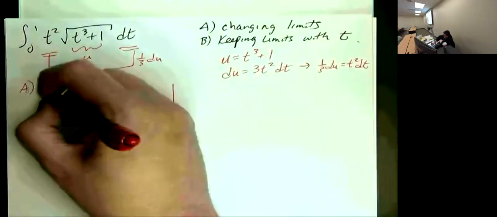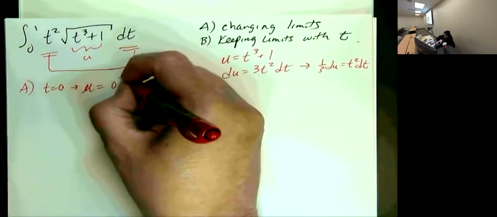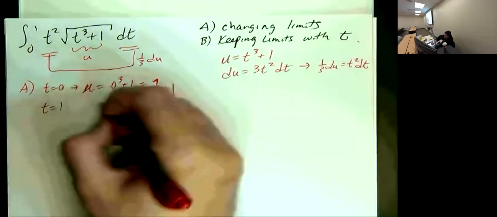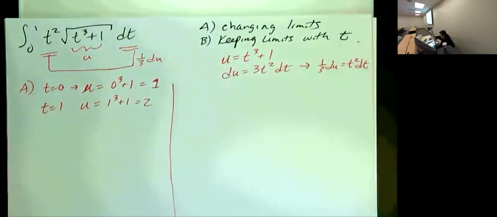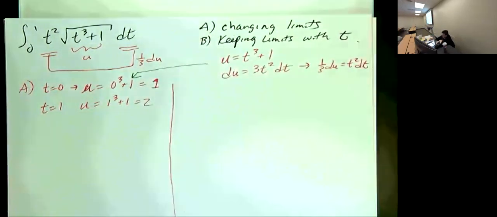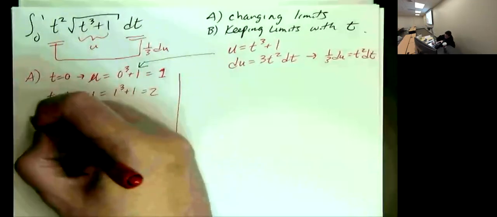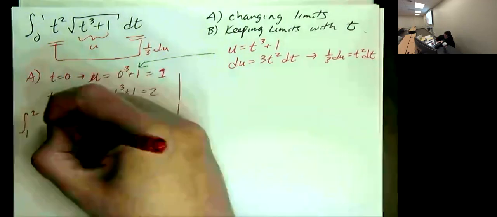So on A, I change the limits. When t equals 0, u equals 0 cubed plus 1, which is 1. And when t equals 1, u equals 1 cubed plus 1, which is 2. I'm making that decision from my substitution. So my interval will go from 1 to 2 instead of 0 to 1, and I have a 1/3 u du.